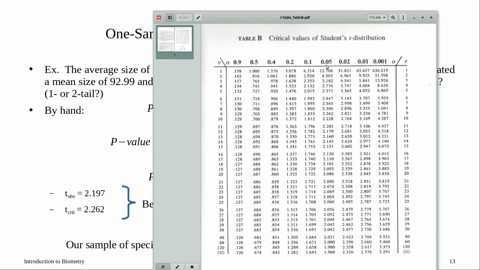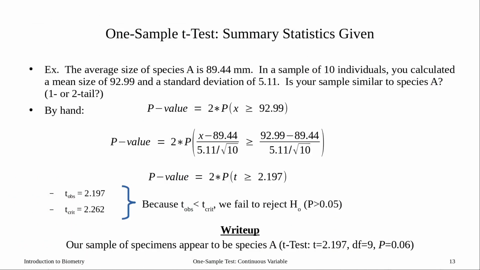What we then do is go down to the appropriate degrees of freedom. Now our sample size was 10. Our degrees of freedom for this test is the sample size minus 1. So our t-critical value is 2.262. We then compare our t-observed value, which we calculated as 2.197, to this 2.262. Because the absolute value of our t-observed is less than 2.262, we will fail to reject our null hypothesis, which means our p-value is greater than 0.05.